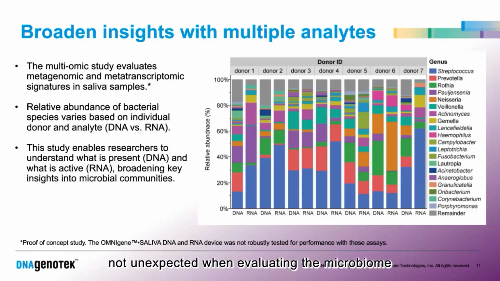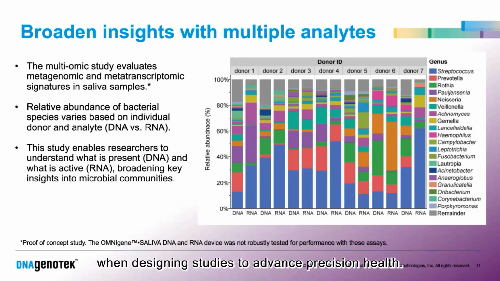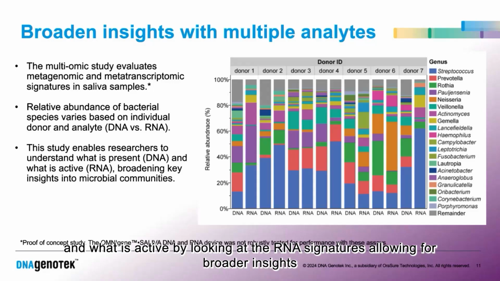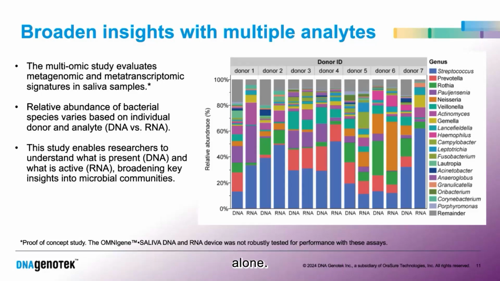This is not unexpected when evaluating the microbiome, and further highlights the importance of collecting data from multiple analytes when designing studies to advance precision health. This study would enable researchers to understand what is present by looking at the DNA signatures and what is active by looking at the RNA signatures, allowing for broader insights from this dataset compared to just looking at DNA or RNA alone.